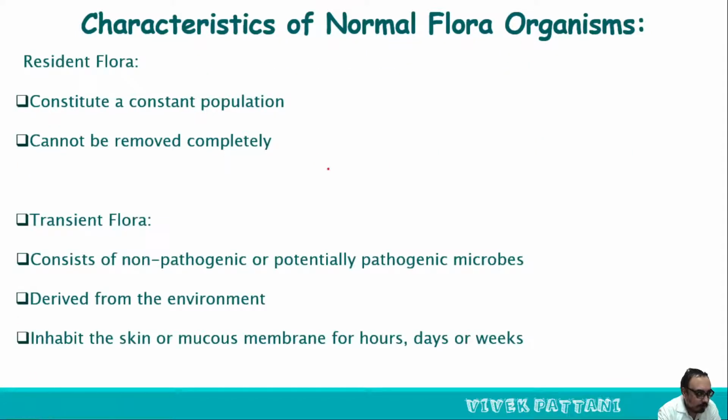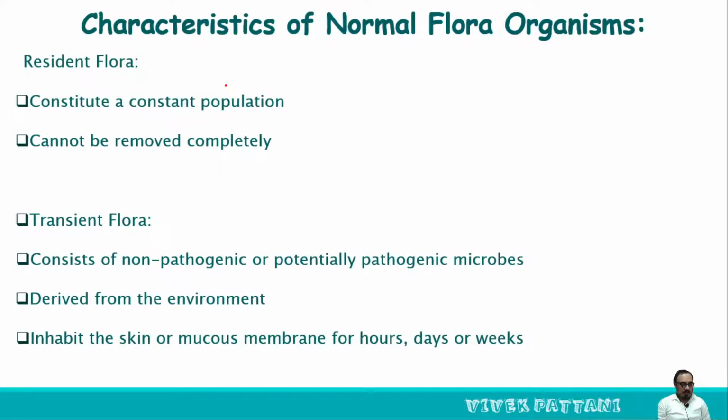Okay, so resident flora and transient flora. What is the difference between normal flora, in which one is a resident flora, and the transient flora? Resident flora of the microbes includes a constant population which is always present in our body and cannot be removed permanently. Okay, but overuse of antibiotics can also affect resident flora as well.